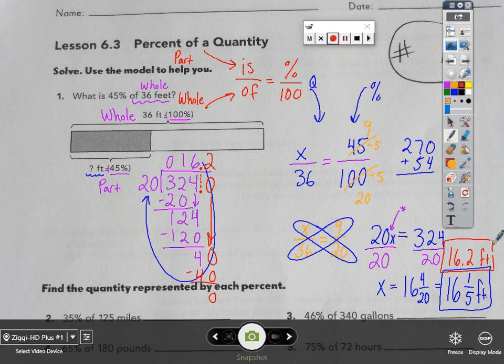I want to see if this makes sense. 100% compared to 45%. Well, 45 is almost half. It's almost like 50%. So 36 split in half is 18. So I need a number slightly smaller than 18, and it looks like for reasonability purposes, this checks out.